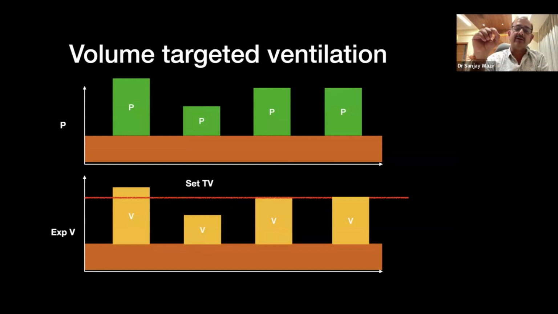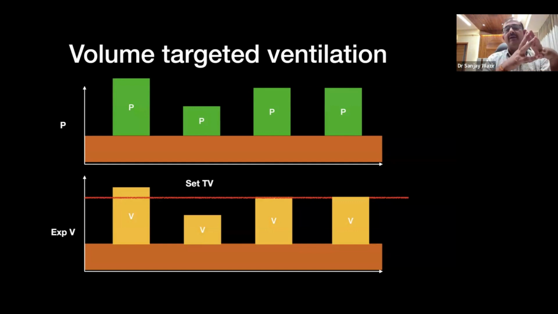Now at 14 or 15, the volume delivered may be lesser. You set 5, but it gave only 4. Now the ventilator says, okay, expired volume was 4, now I need to boost it up. So it says, let me go to 16. That means for every expired volume, it keeps changing the pressure to achieve the targeted volume, with the intent of preventing volume trauma as well as barotrauma.